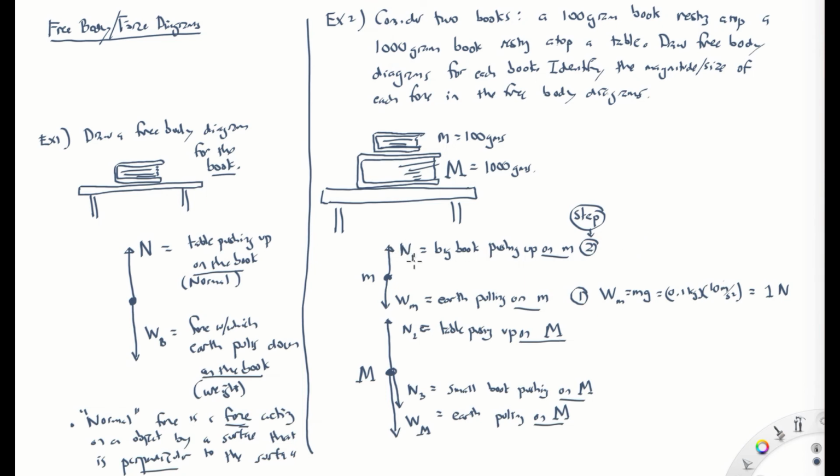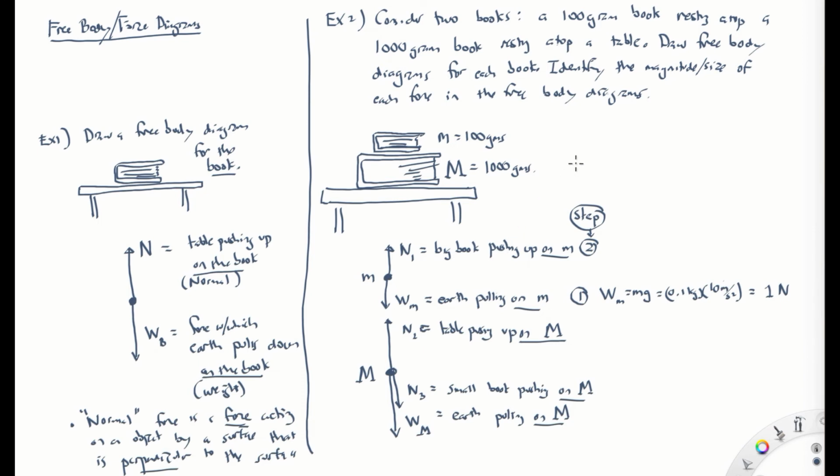It's tempting for people to say, well, Newton's third law says for every force there's an equal and opposite force, and those two are equal and opposite forces in the sense of Newton's third law, so that one must be 1 Newton also. Well, you're correct that N1 is 1 Newton, just like that, but it is not because of Newton's third law. These are not equal and opposite forces in the sense of Newton's third law, as I mentioned before. We know that because they're both acting on the same object.